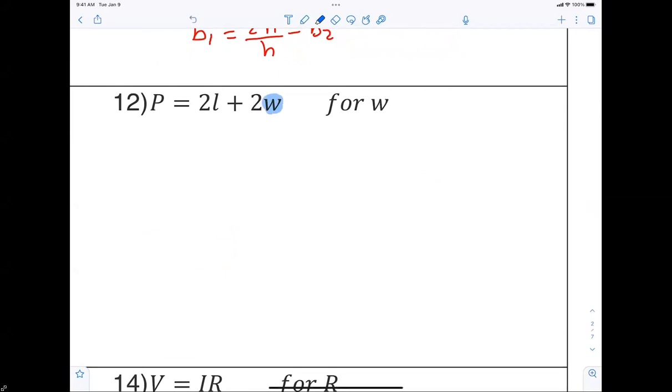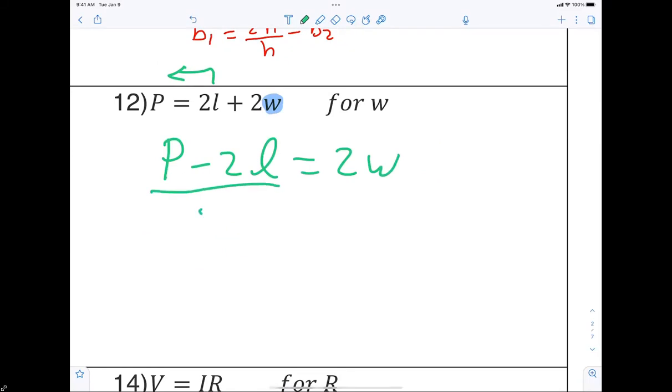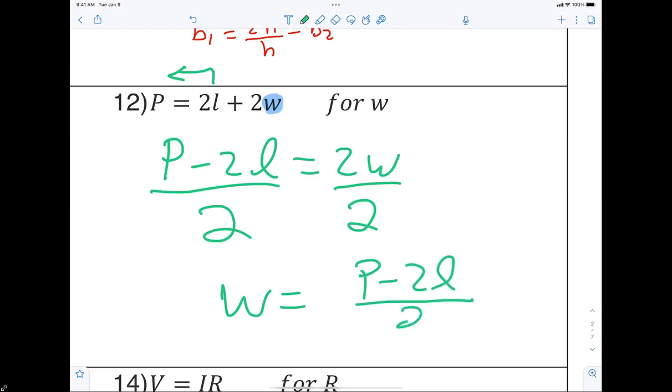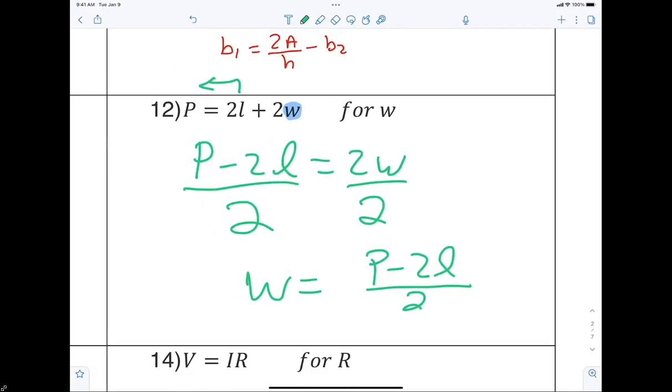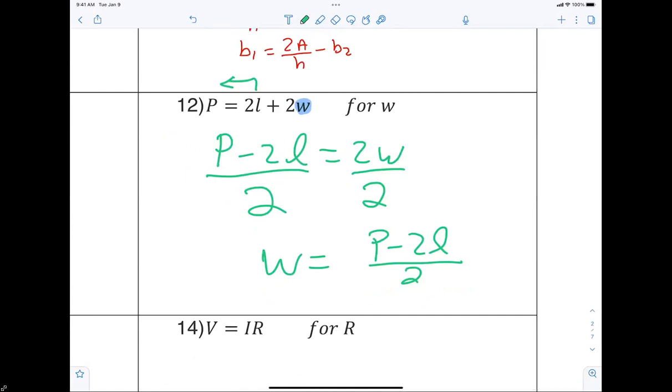All right. So I need to move the 2L first. So I'd like everybody to be able to say that's just what? P equals. And then, of course, we just. There you go. So W is equal to P minus 2L all over 2. That wasn't that bad, right, guys? No, there is no value because we don't have any numbers.